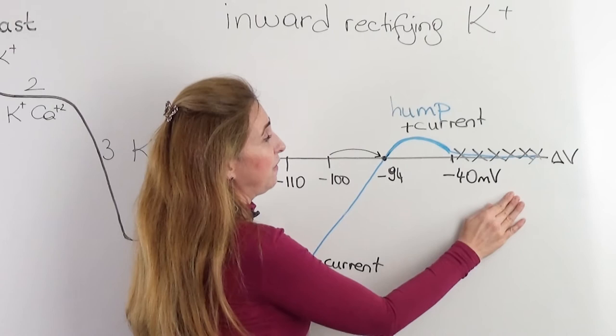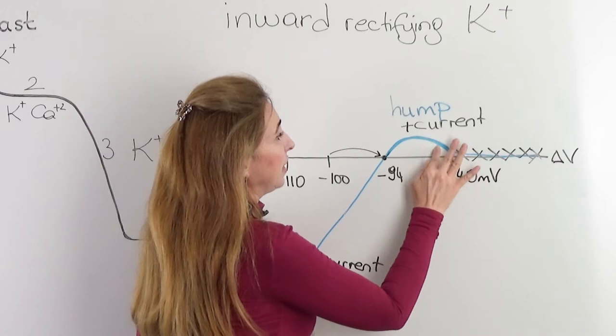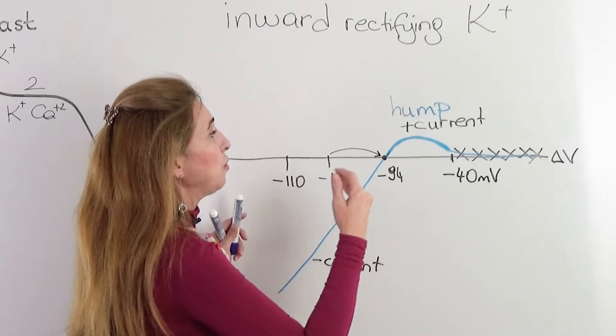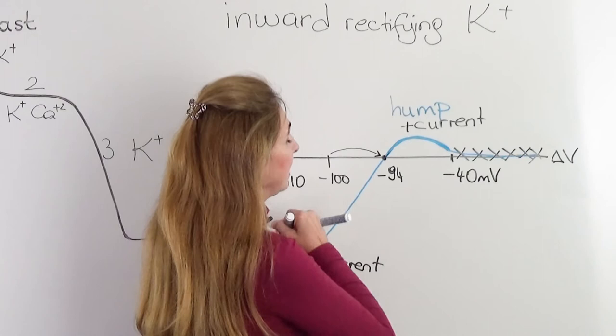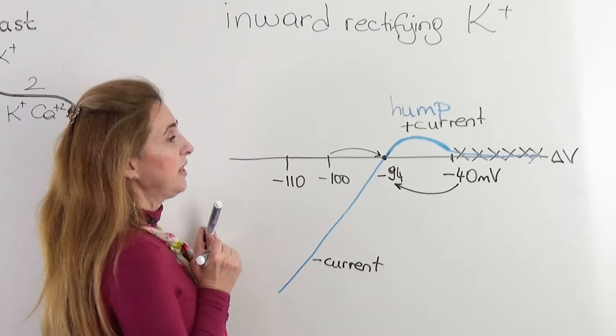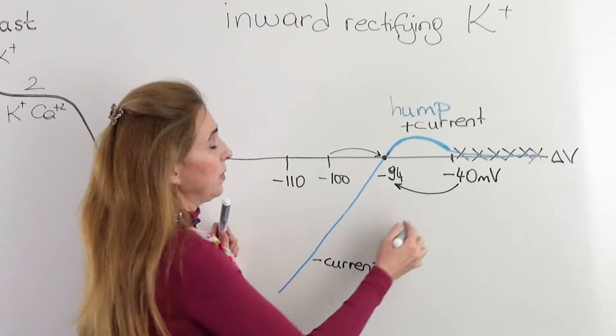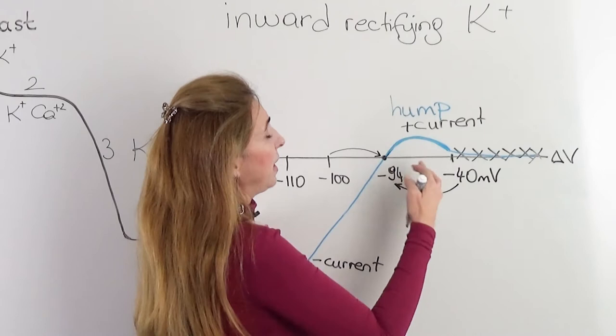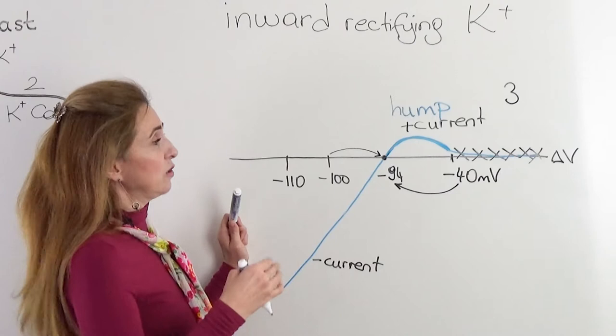And this hump part of the channel, where potassium will be moving out of the cell, will try to bring the membrane potential back towards the Nernst potential of potassium, which is more negative. So for these channels, we are going to talk about the hump and its effect during the third phase of the action potential, which is the repolarization phase.